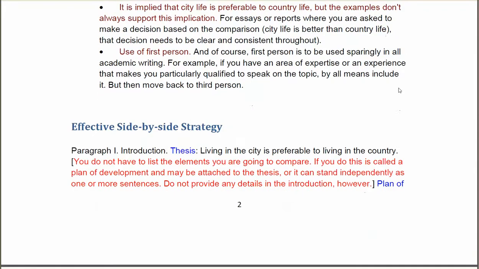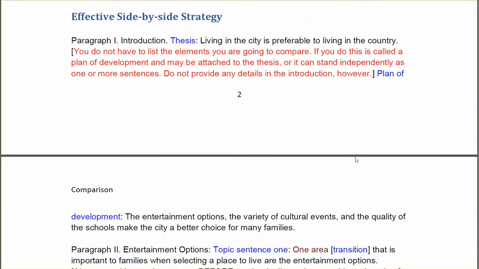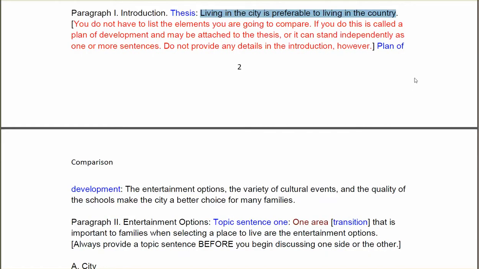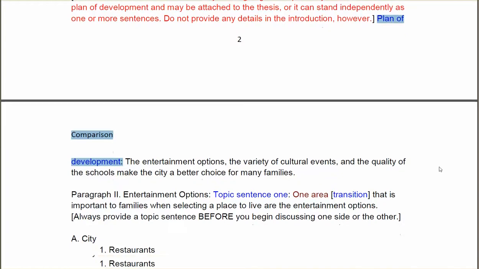All right. So in my really throwaway topic here, comparing living in the city to living in the country. Okay. Boring topic, but it works for our purposes. So I have a thesis statement in my introduction. Here's my thesis. Living in the city is preferable to living in the country. All right, that's my thesis statement. If I wanted to, I could include this plan of development. Some of you might have been asked to do this in the past, plan of development in blue there. You do not have to do that.